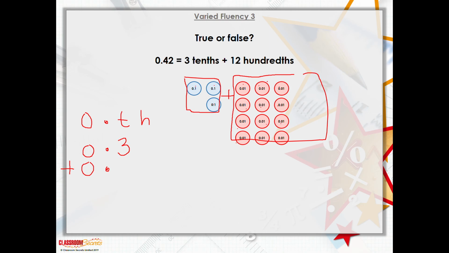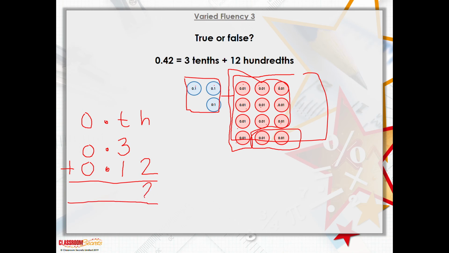Once I get to 10 hundredths, like I said in the previous question, once I get to these 10 hundredths just here, this actually represents 1/10. And then I've got 2 other hundredths because that equals 12 hundredths. Now let's add them together. 0.3 add 0.12 is 4 tenths and 2 hundredths, or 42 hundredths, and no ones. So our answer is true.